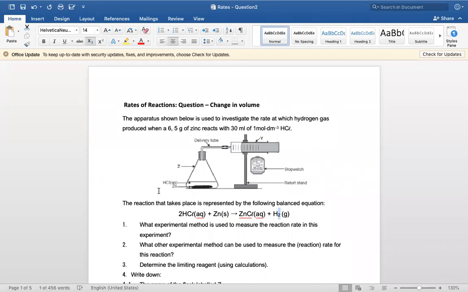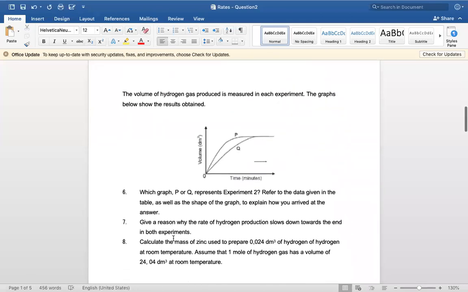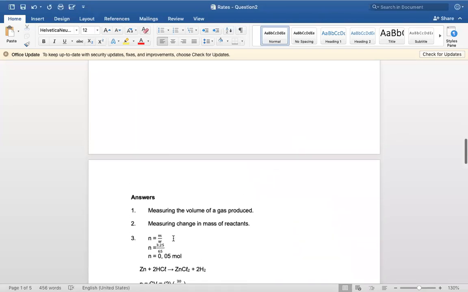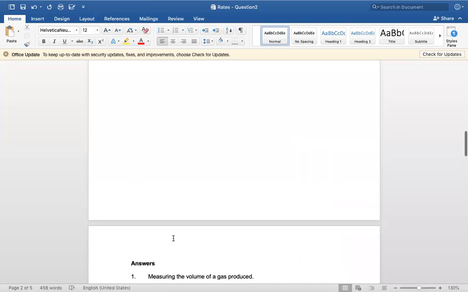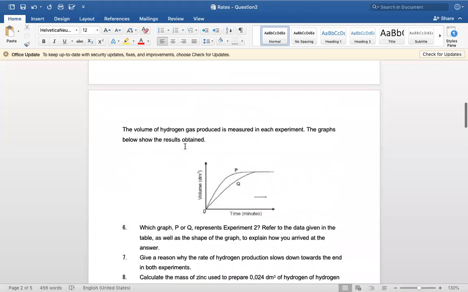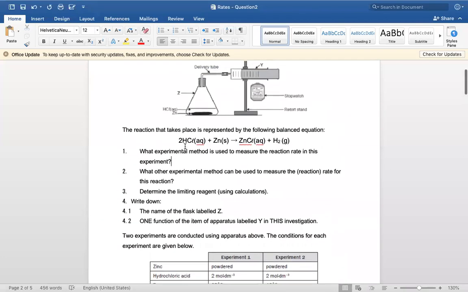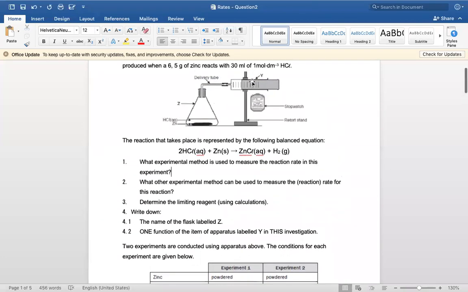What experimental method is used to determine the reaction rate in this experiment? So let's write down: what's the experimental method used to measure the reaction rate? The answer would be measuring the volume of the gas produced, right? Because we're measuring the volume of the gas that comes out. And how do you measure the gas? You measure the gas using the syringe, right? You have the syringe then.